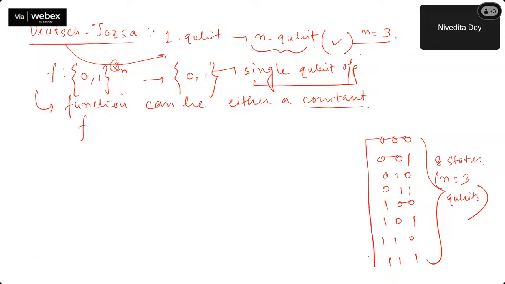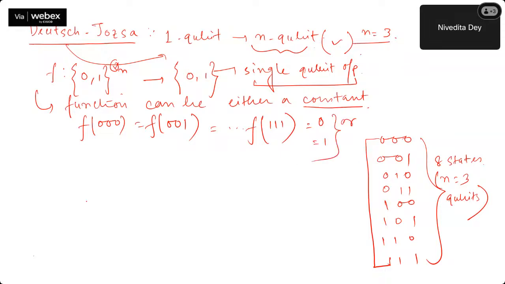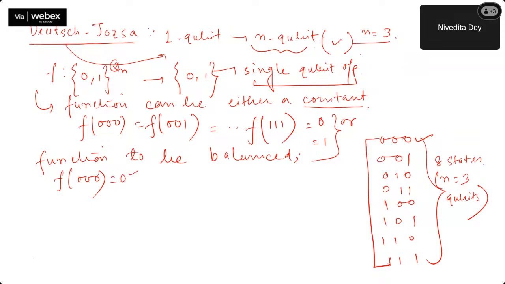So for a constant function, what was the logic? For all the values, it should be equal to either 0 or 1. That was the logic for a constant function. And how do we check whether a function is balanced or not? We start by checking all the individual values. So maybe f(000), what will be the value? Say, for example, I'm directly considering the worst case. Say for f(000), I'm getting a 0.